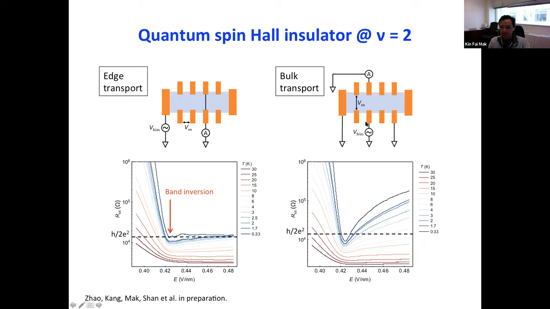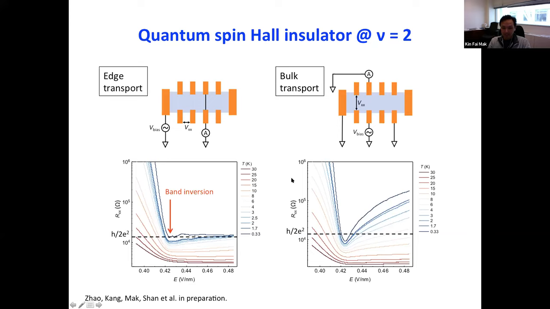In this particular connection geometry, we apply an AC excitation voltage at this electrode and ground these three electrodes all together, and measure the current through only the opposite electrode, and the voltage drop across these two points. Because we are grounding these two electrodes here, this measurement is effectively a combinatorial type of measurement, which is only sensitive to the bulk transport of the system.